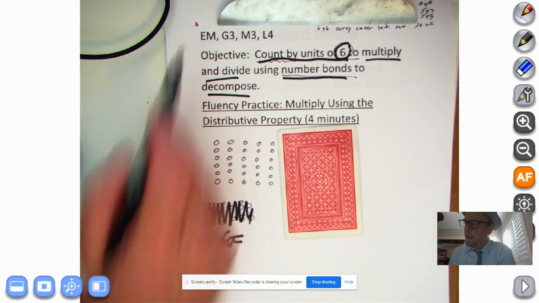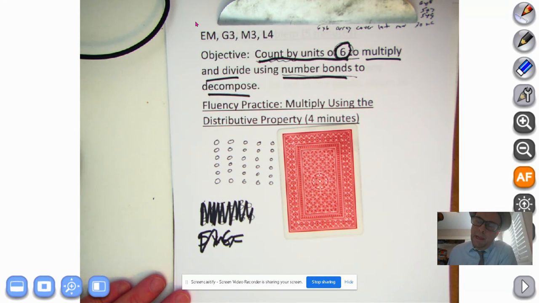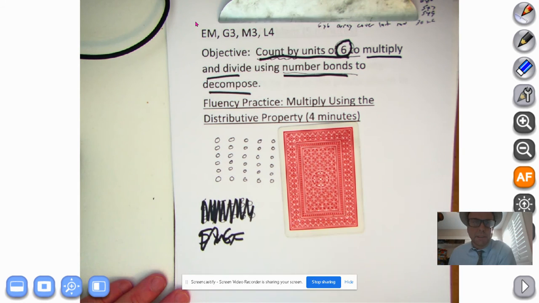We're doing Eureka Math, Grade 3, Module 3, Lesson 4. So you're going to need your Module 3. No, you actually won't need your problem set out yet or your homework. Just going to need your whiteboard and marker, or scratch paper, and pencil or pen. So today we're going to count by units of 6 to multiply and divide using number bonds to decompose.